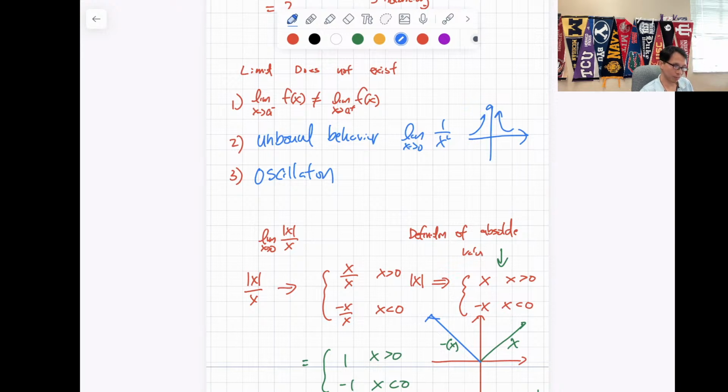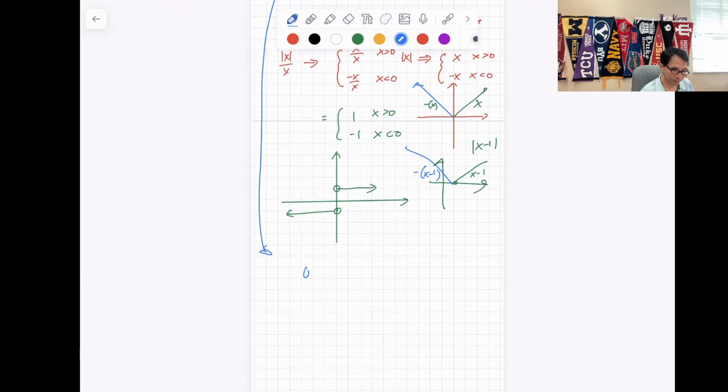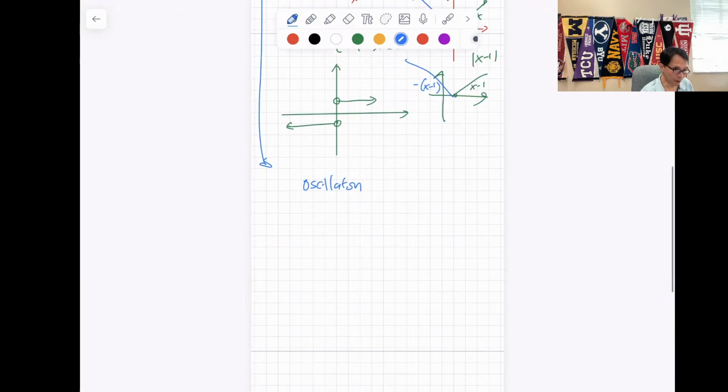Now, what is oscillation? Oscillation is kind of hard. Oscillation is going to occur with this function: the limit as x approaches 0 of sine of 1 over x. Now, do you guys know what the graph looks like? Kind of, yeah, what Aiden is doing. But do you know why it is that way?